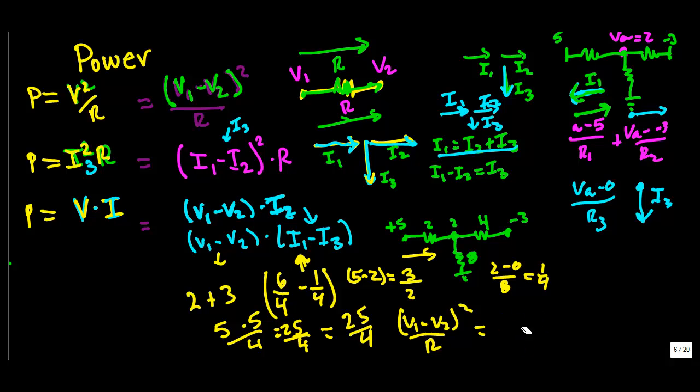Oh, this came from I2. That's why. Okay, so with I2, you have voltage 1 minus voltage 2, which was 2 minus negative 3, and that's squared, which is 5 squared, over your resistance, which was 4 ohms. So 25 fourths again.